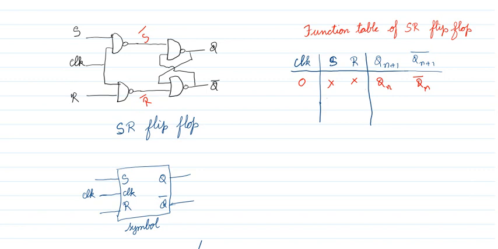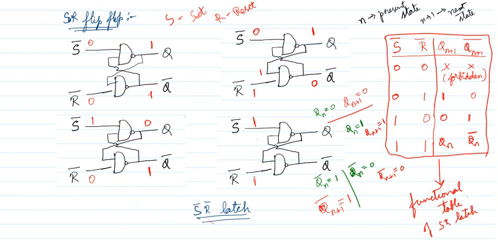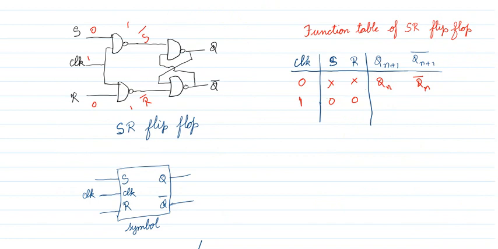Next, I am going to give clock as 1, S R as 0 0. Both are 0 0. What happens? NAND gate input 0 means the output is 1, so it is 1 1. So S bar is 1, R bar is 1. We have seen in the last table, 1 1 means memory. S bar is 1, R bar is 1 means Qn plus 1 is equal to Qn, and Qn plus 1 bar is equal to Qn bar. So this is memory.